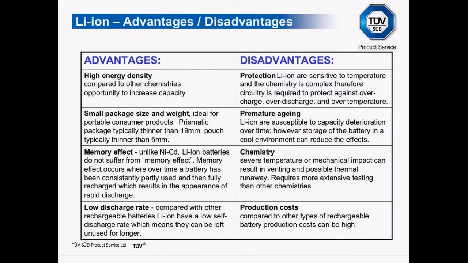So, an overview of the advantages and disadvantages. As we mentioned, it has a high energy density compared to other battery chemistries, such as nickel metal hydride. It has a compact package and size and weight, which is brilliant for, obviously, portable consumer applications, but it also has advantages in larger applications because, obviously, you'd like to keep the power source to the smallest size possible, so it gives you the greatest flexibility in design. As I mentioned before, also low discharge rate compared to other rechargeable battery chemistries, which means it can be left longer and retain its charge.